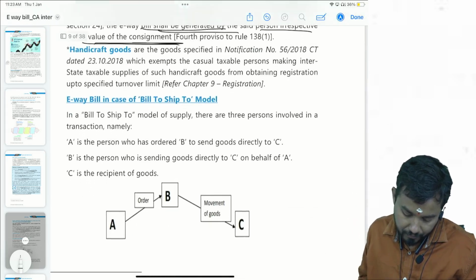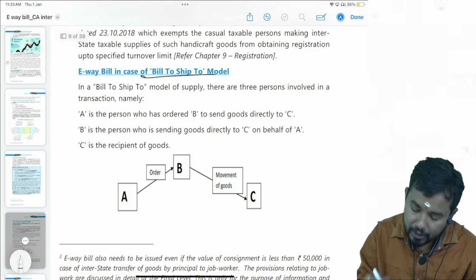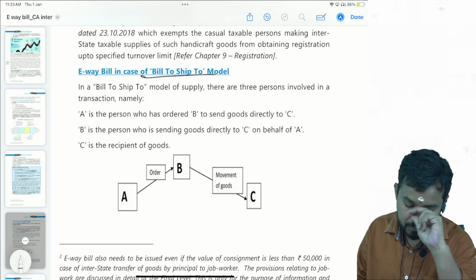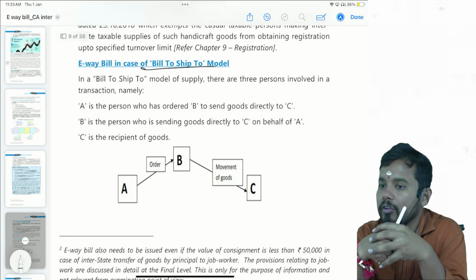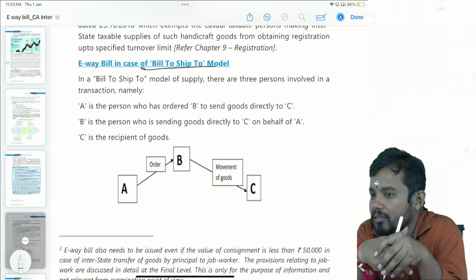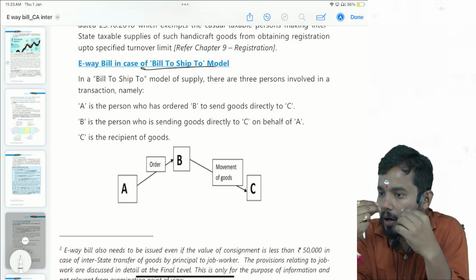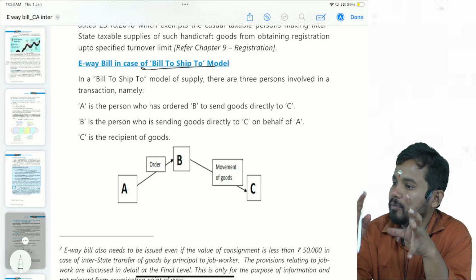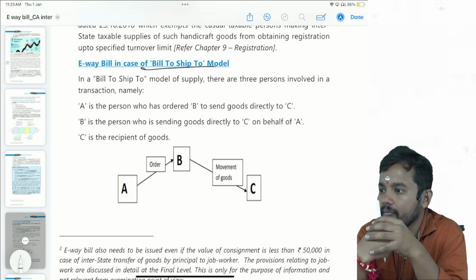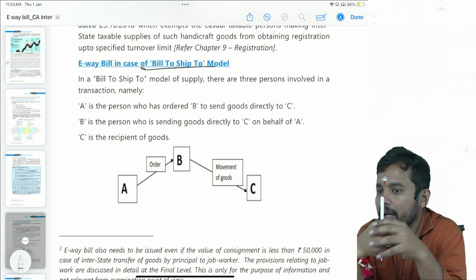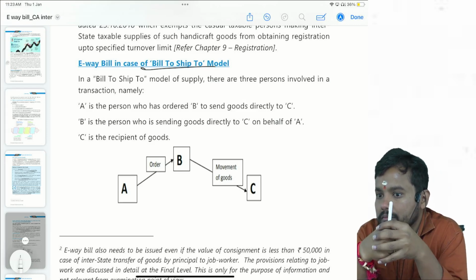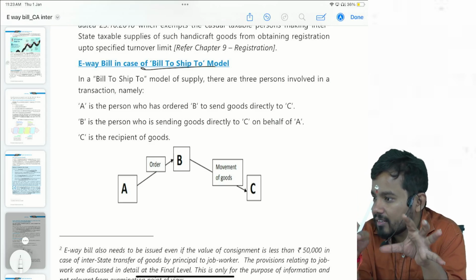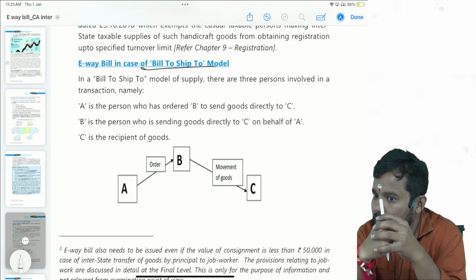Next one, E-way bill in case of bill to ship to model. Now, who will generate the E-way bill in the bill to ship to model? What is the special point here in the E-way bill? What is the unique point? Billing will be done to one person, shipment will be done to another person. So in such a scenario, how to generate the E-way bill? That we will see now.